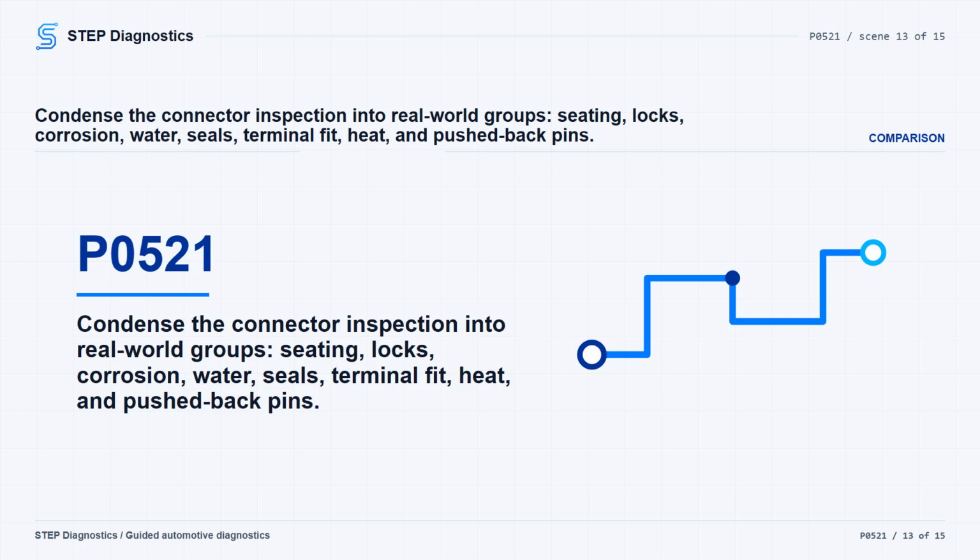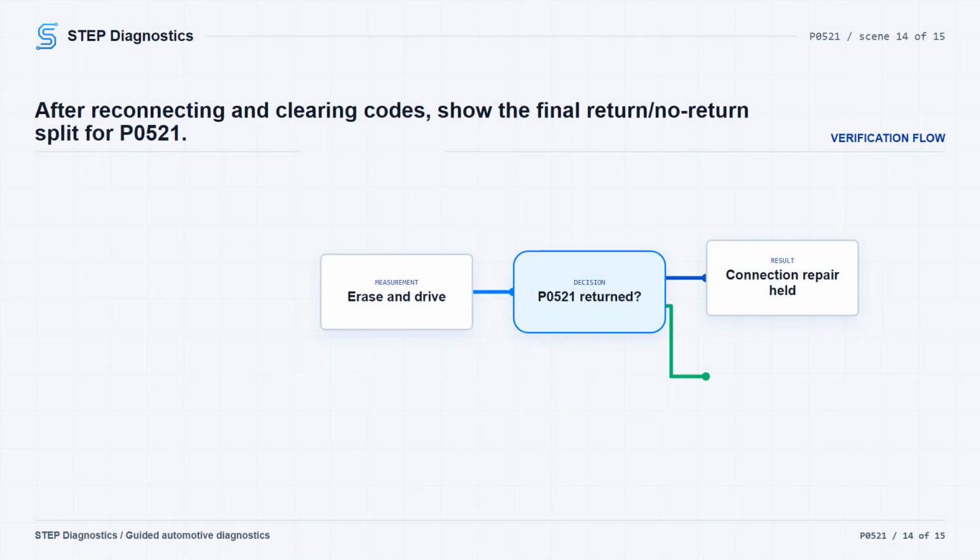Repair any conditions found. Then reconnect the PCM connectors, any inline connectors, and the related component connectors, making sure everything is fully seated and the locks are fully engaged. Erase the codes, operate the vehicle under the same conditions, and read codes again. If P0521 does not return, the wiring or poor connection problem has been repaired.